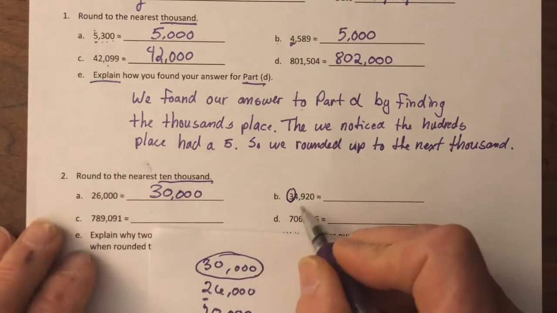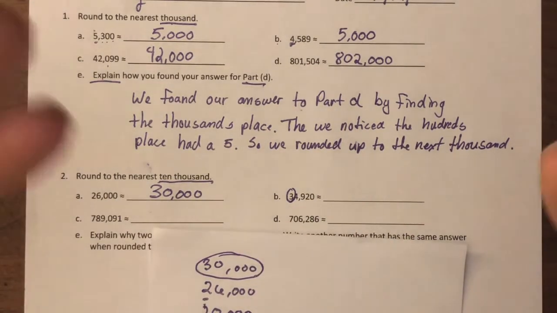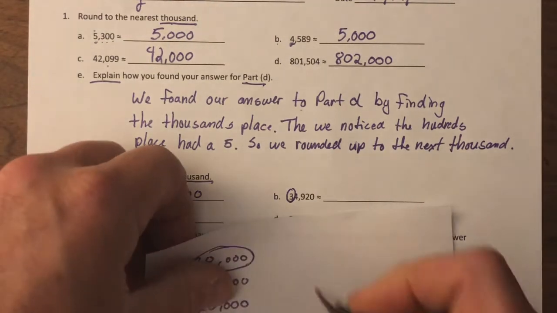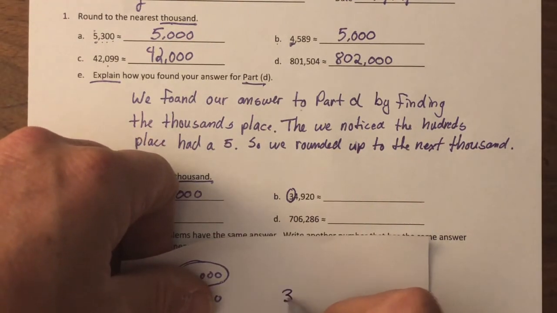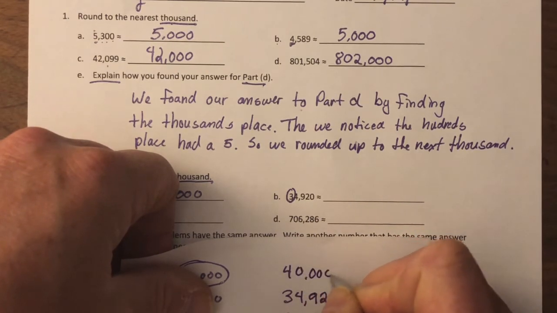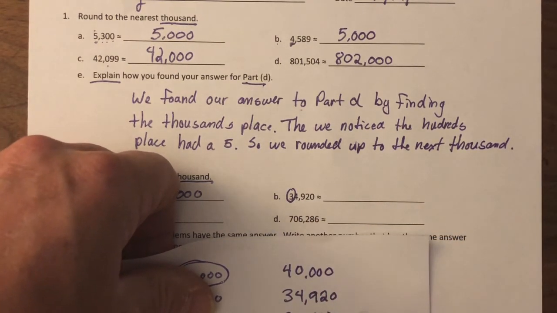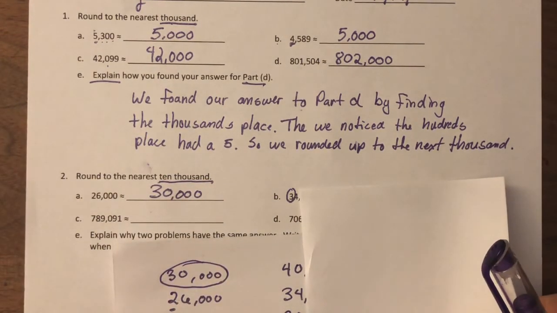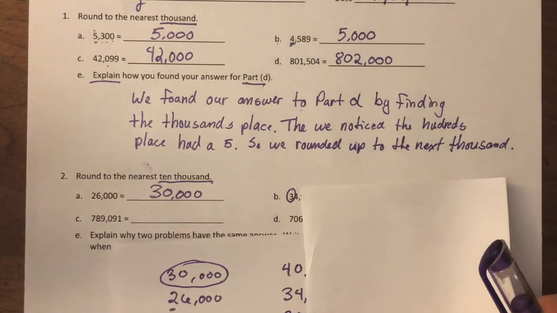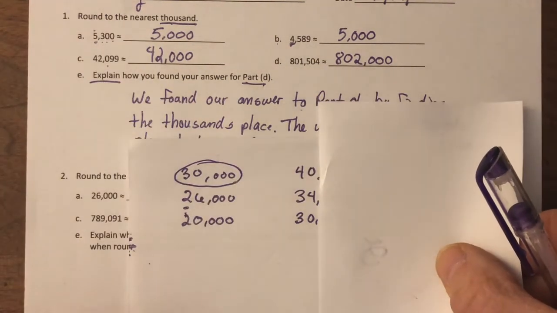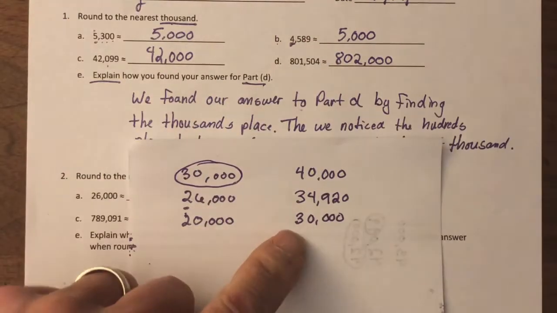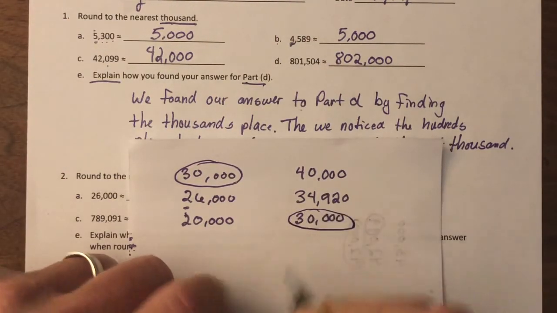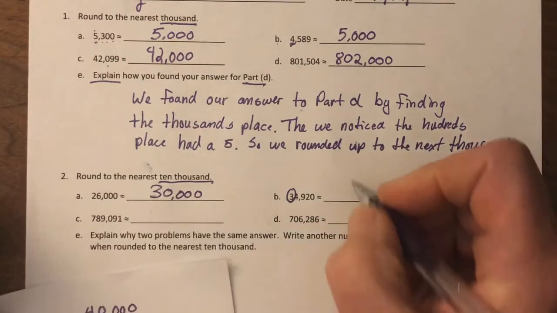Over here to B, I can see this part, that's the 10,000s. I see a 4 right next to it. I know right away I'm rounding down, okay? I'm rounding down because 34,920 comes between 30,000 and 40,000, okay? Halfway between 30,000 and 40,000 is 35,000, much the same way as halfway between 30 and 40 is 35. So 34 is lower than that, so it rounds down to this one if I'm talking about the vertical number line. So this here is 30,000.